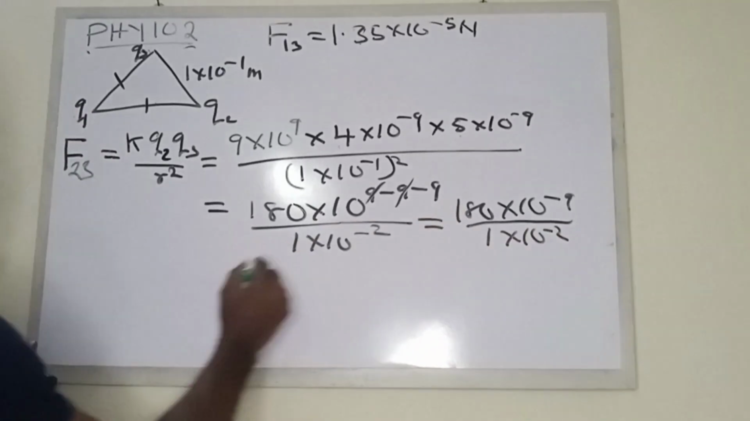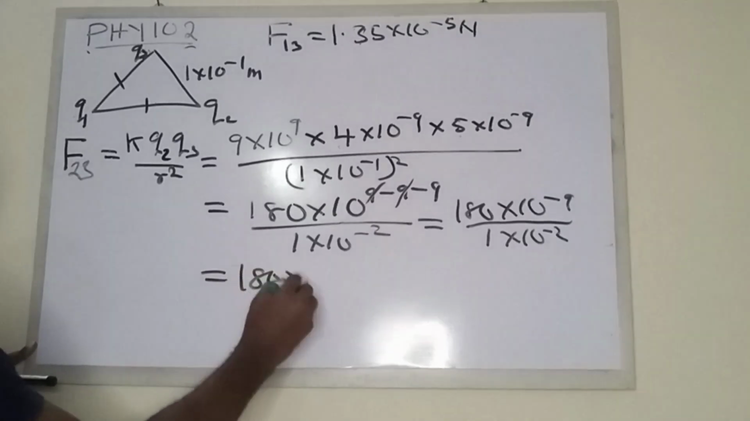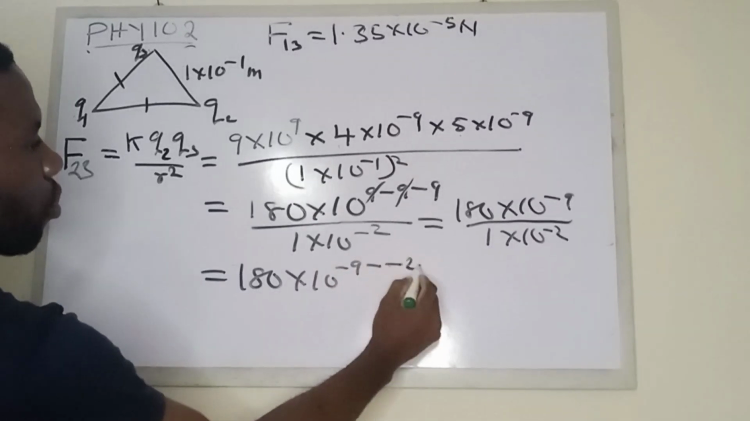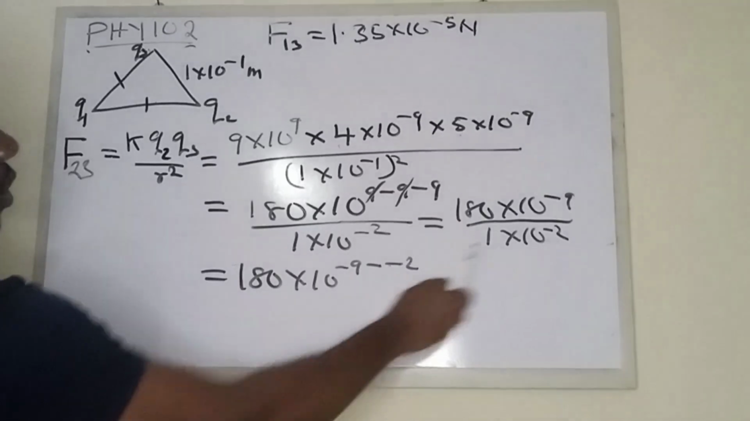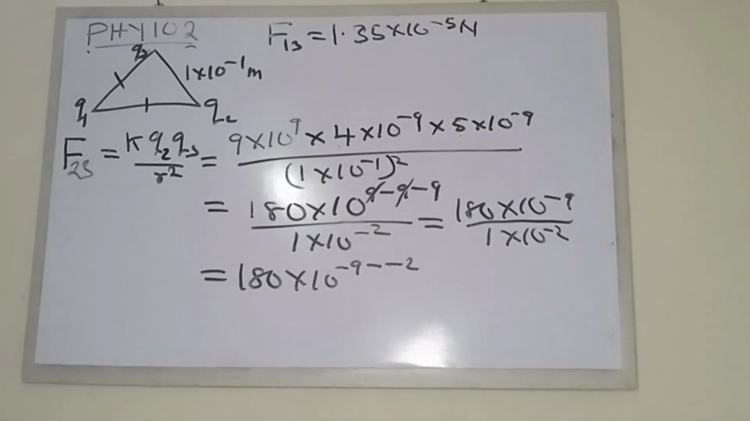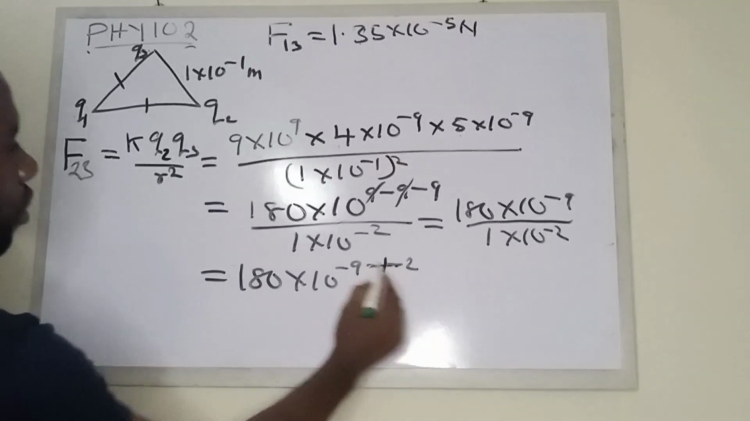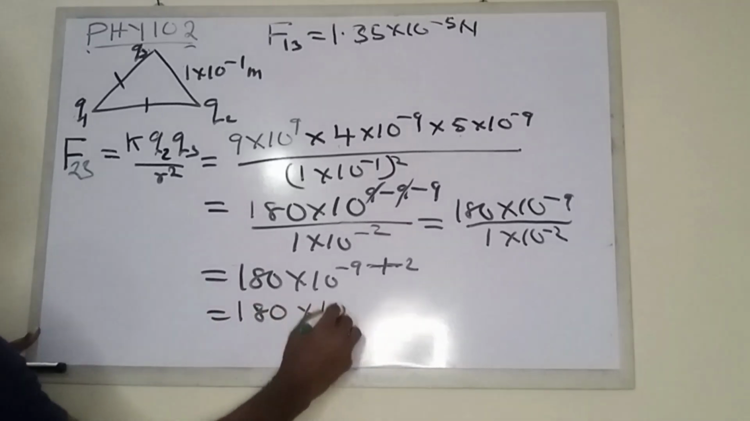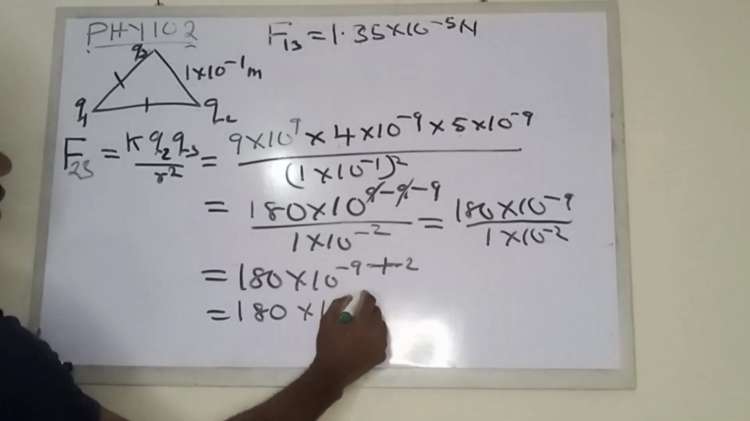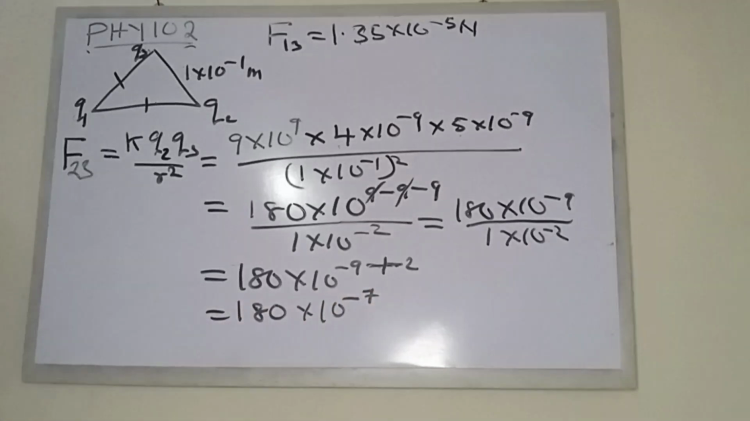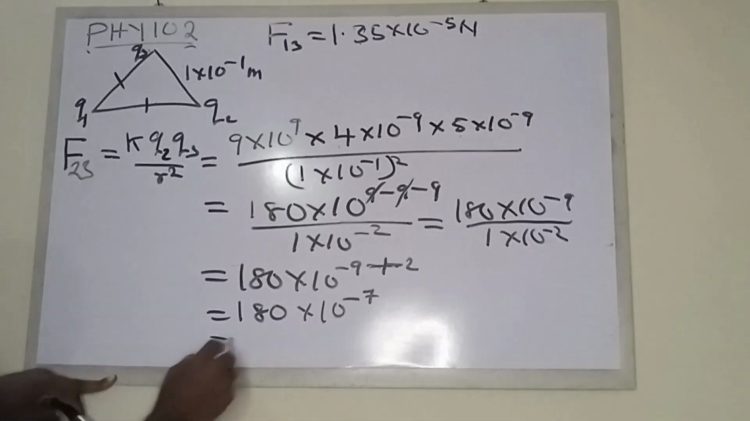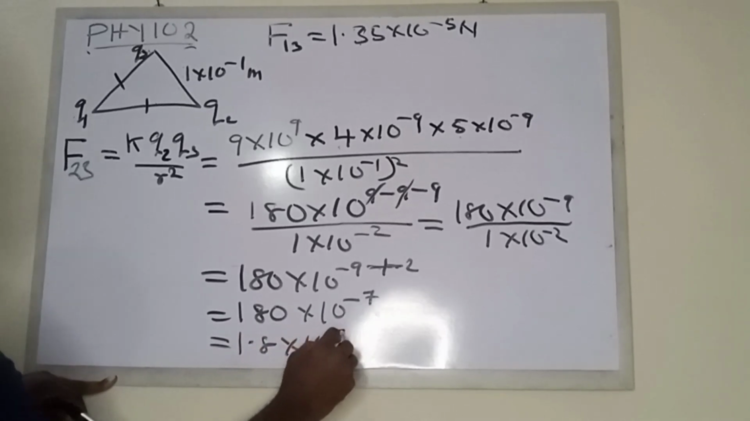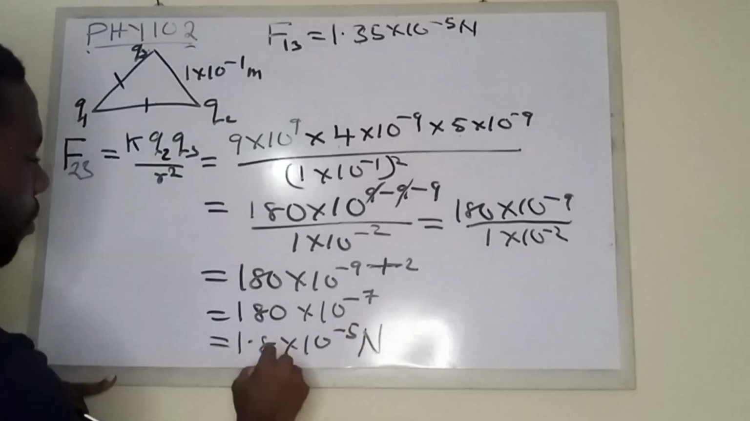So 180 divided by 1, we have 180 times 10 raised to the power of minus 9. This division brought about a minus, then we have minus 2, so minus times minus will give us plus. So therefore, we're going to have 180 times 10 raised to the power of minus 7. Let's take this to the proper standard form. I'm going to have it as 1.8 times 10 raised to the power of minus 5 Newton.